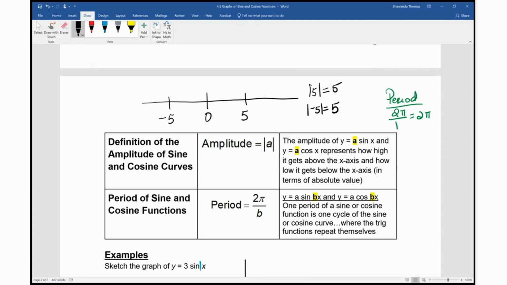Because it's still 5 away from 0. Because the absolute value represents distance from 0. Very good, Owen. All right. The absolute value represents the distance from 0. So the distance from here to here is the same distance from here to here.